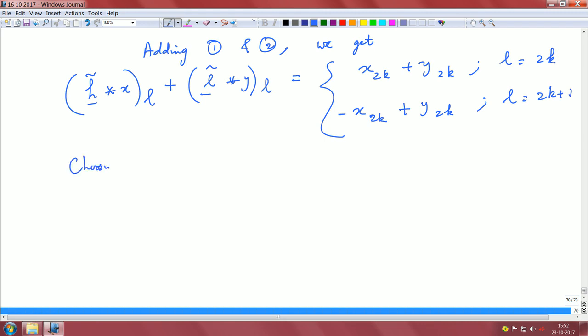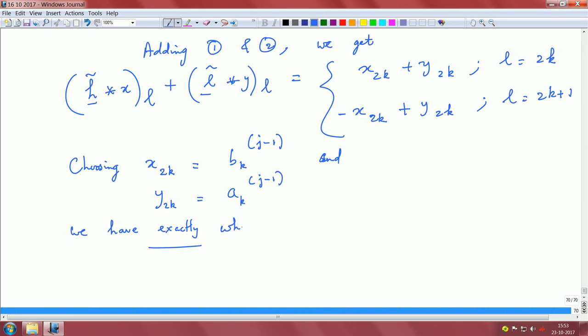Now choosing x2k as b j minus 1 and y2k as a suffix k j minus 1, we have exactly what we needed from the previous theorem.